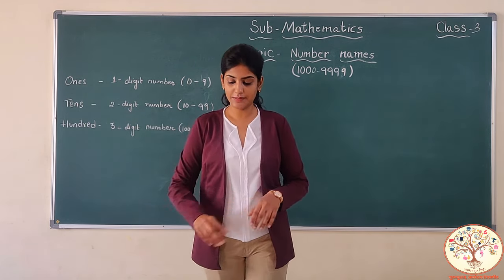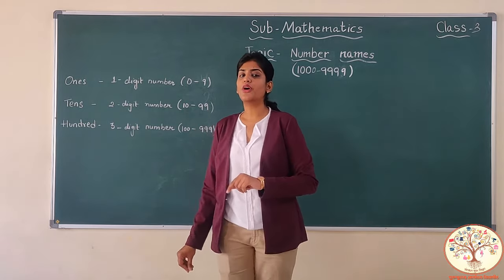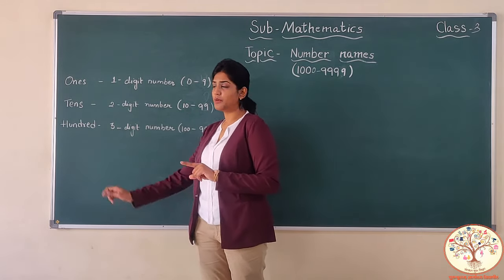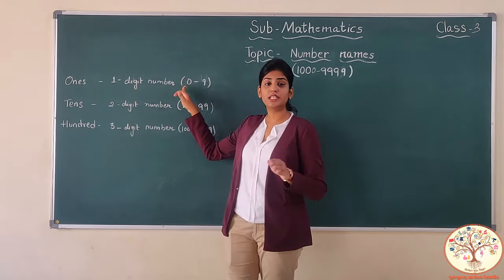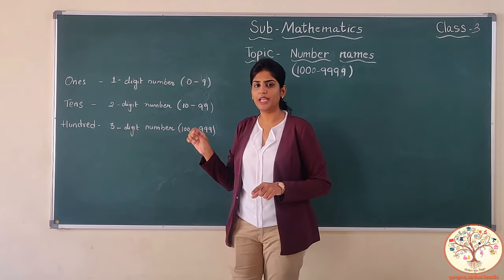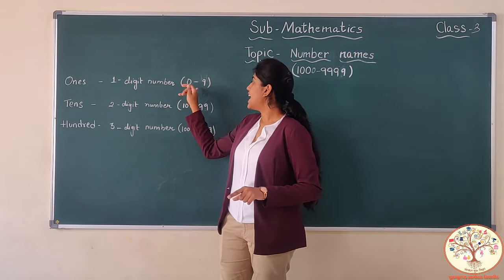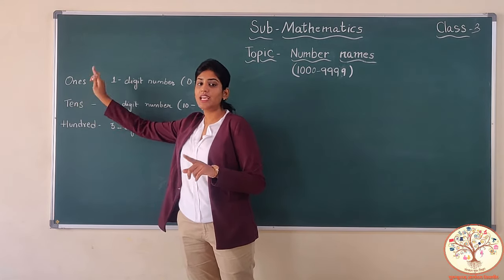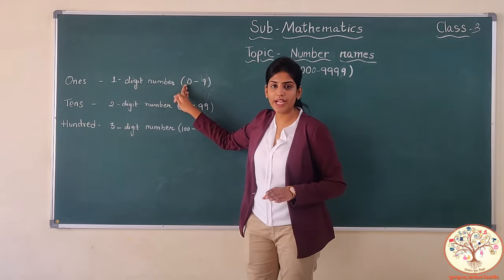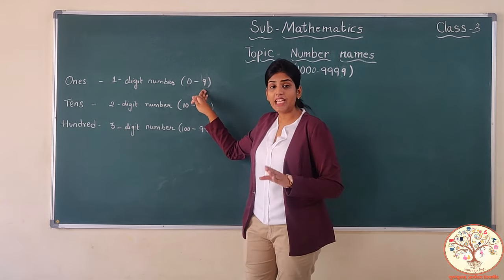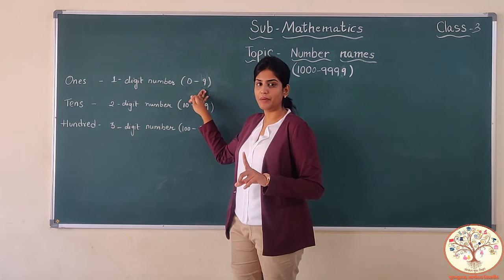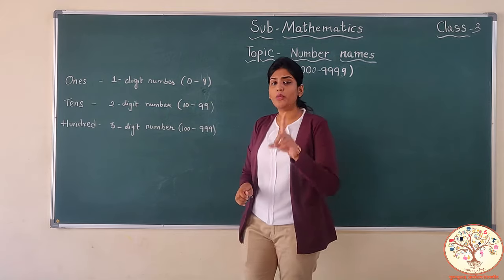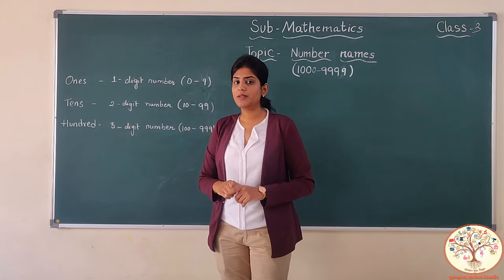So let's start. Students, you already know about one digit numbers, that is from 0 to 9, and their number names, right? Yes, and the place value for one digit numbers is ones. Now 0 is the smallest one digit number and 9 is the largest one digit number. Now if we add 1 to 9, what comes?